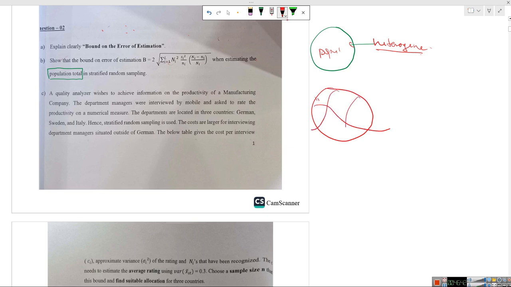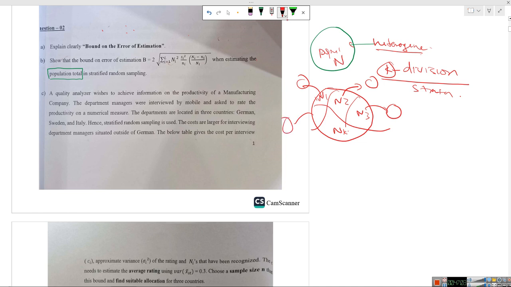Now let's say this is N. Now this is N1, N2, N3 up to Nk. We have divided the entire population into k strata, k divisions. So those are called strata. Right. Now from each stratum we draw a sample. For that we have some sample allocation. We have studied 4 types of sample allocations.